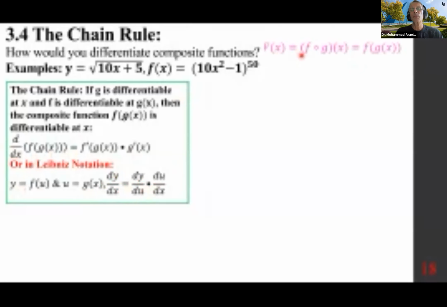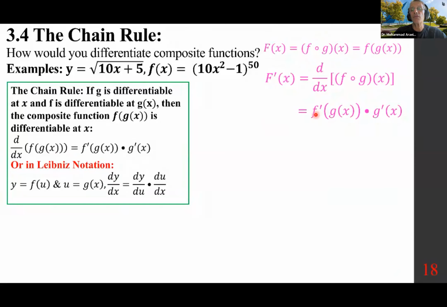First, let's remind everybody of the composite function. If capital F of x represents f of g of x, the composite function of f of x and g of x, then capital F prime of x is the derivative of this composite function, and that is f prime of g of x times g prime of x. When you have f of g, f is the shell function, the outer function, and g is the inner function. So you differentiate the outer function over the inner function, times the derivative of the inner function.